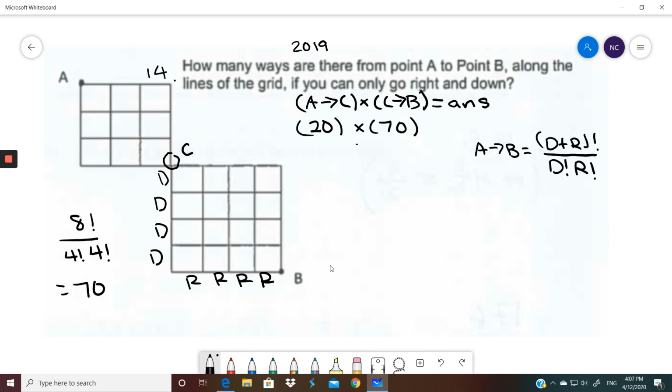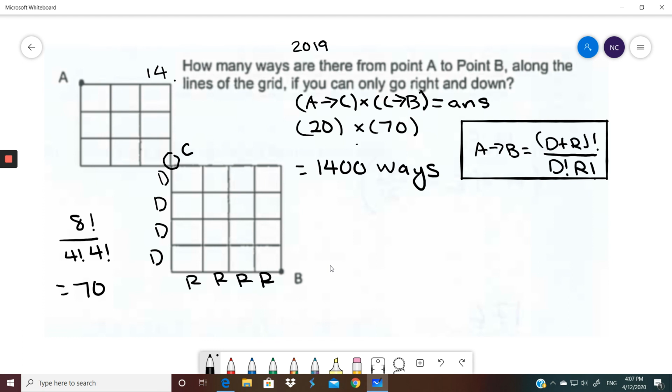If there are 20 ways from A to C and 70 ways from C to B, then if we multiply them together, there are 1,400 ways from point A to point B. So as long as you remember this formula, from any point A to B in a grid, the formula is D plus R factorial over D factorial R factorial. As long as you remember this formula, you should be fine.